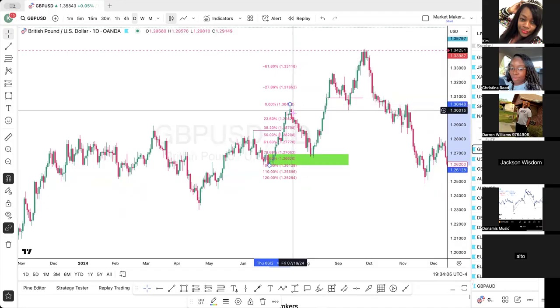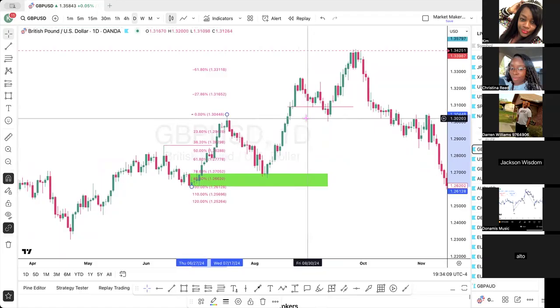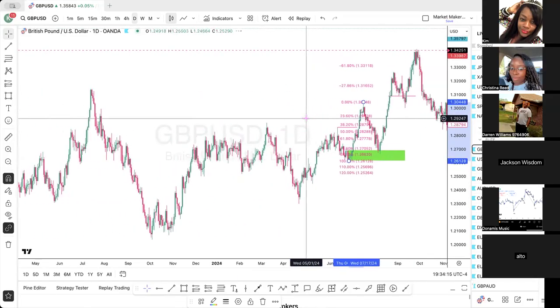Yeah. The order block is the same thing as a demand zone, right? Demand and supply zone, right? Yes. Okay, thank you very much. Yes.